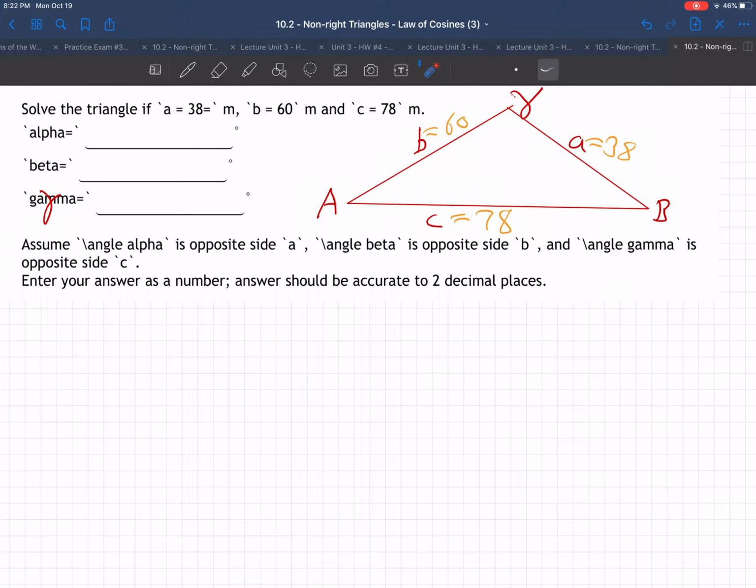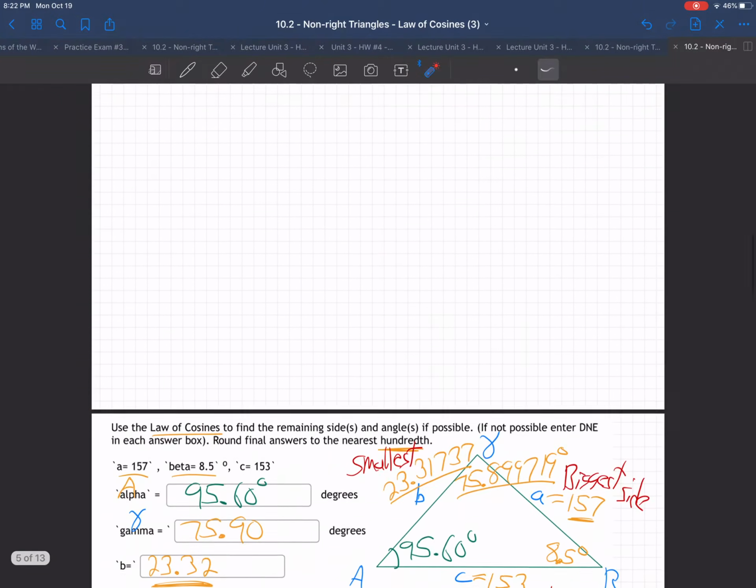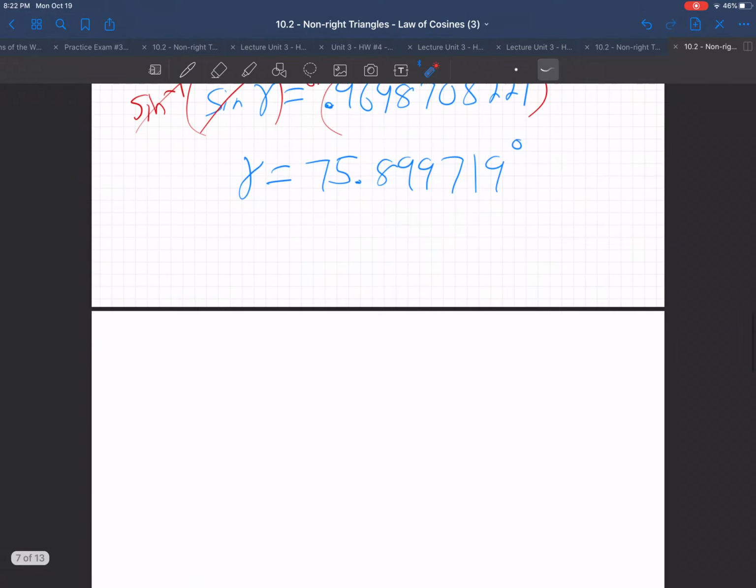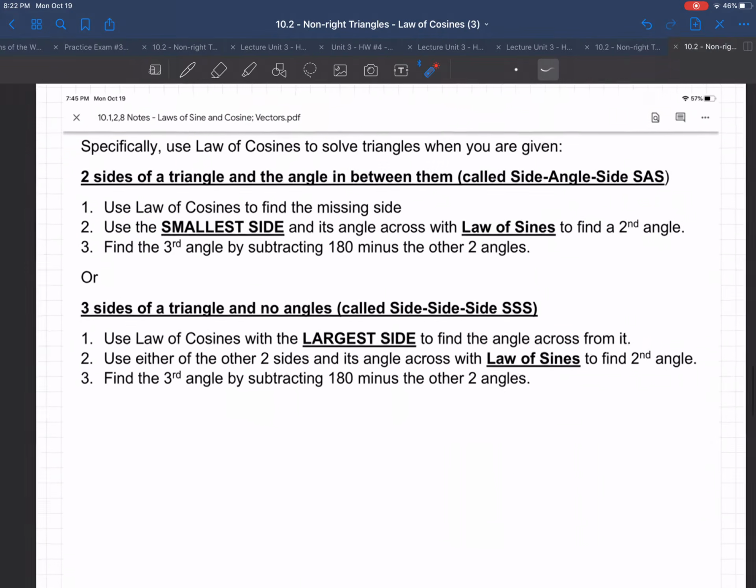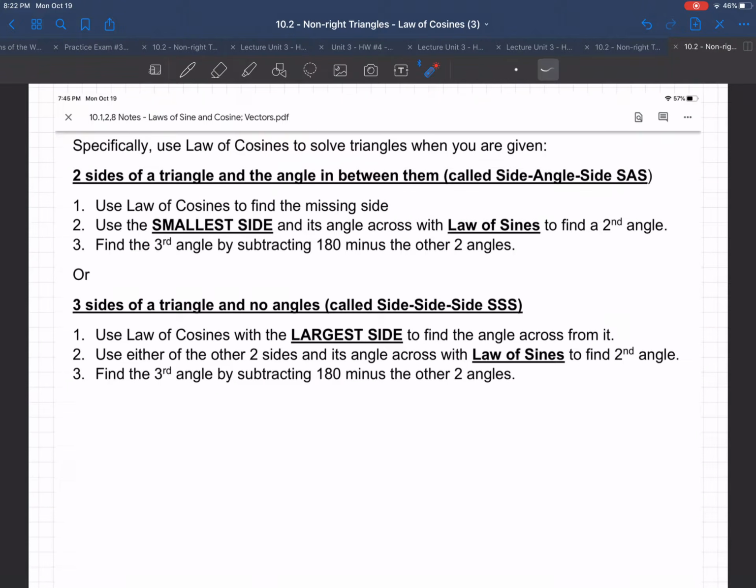Okay, so we're supposed to solve this triangle, which means find all the sides and angles. We already have the three sides, so what we need is the three angles. How do we find the three angles? Well, I've given you specific instructions in the notes. Here they are, the 10.128 notes.